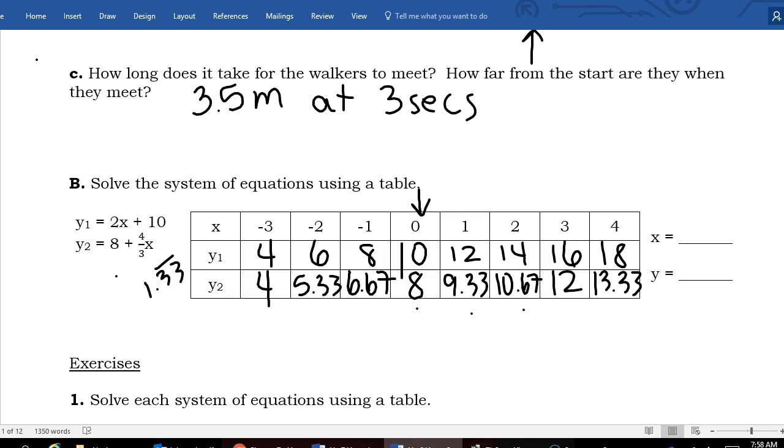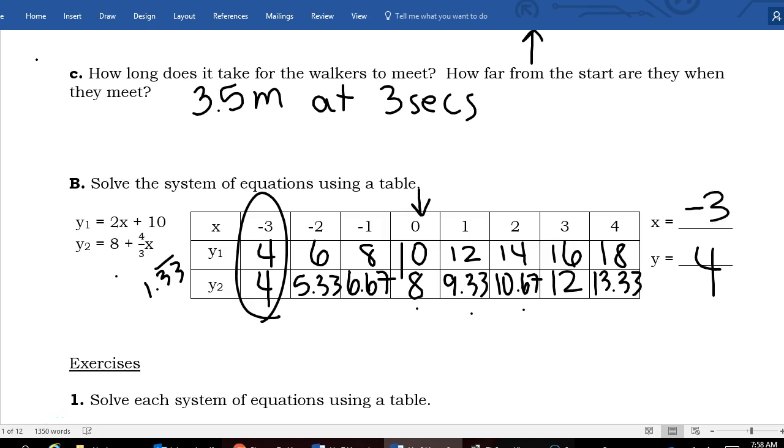Now, the solution we're looking for is wherever the y quantities are the same. And I see that right here. Both of my y's are 4, so my y answer will be 4. My x that corresponds to that is -3, so my x answer will be -3.